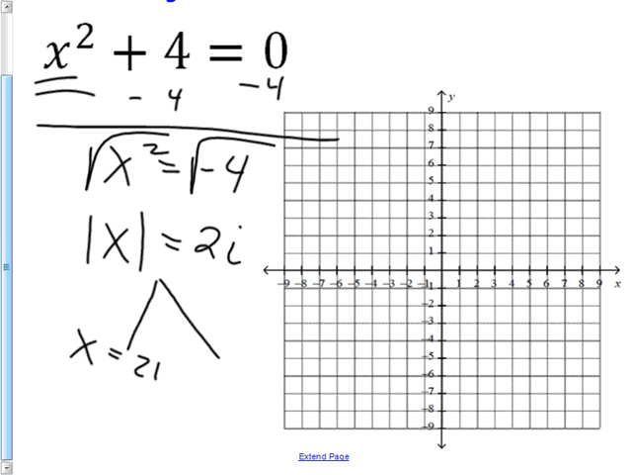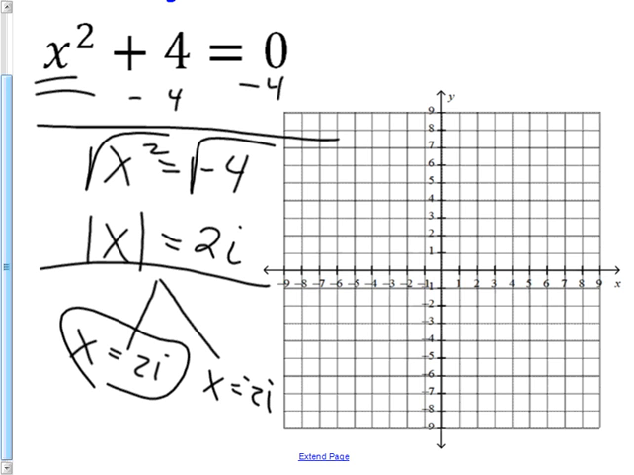X equals 2i. And identical. See, remember, you just write exactly what you see. X equals 2i. And then you write the same exact thing, except what? A negative. Here's my two answers. X equals 2i. X equals negative 2i.